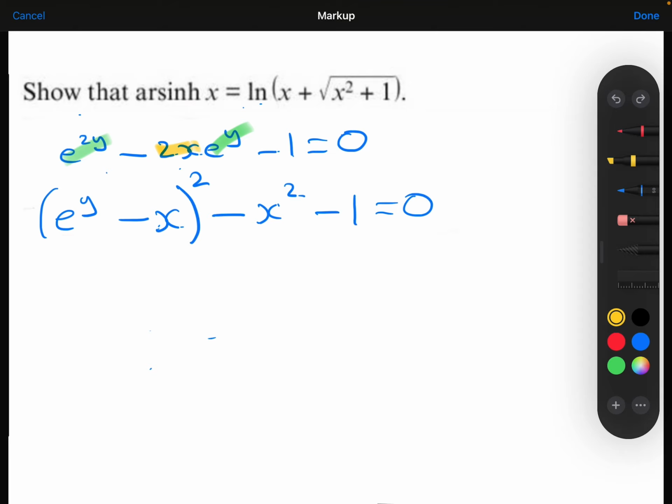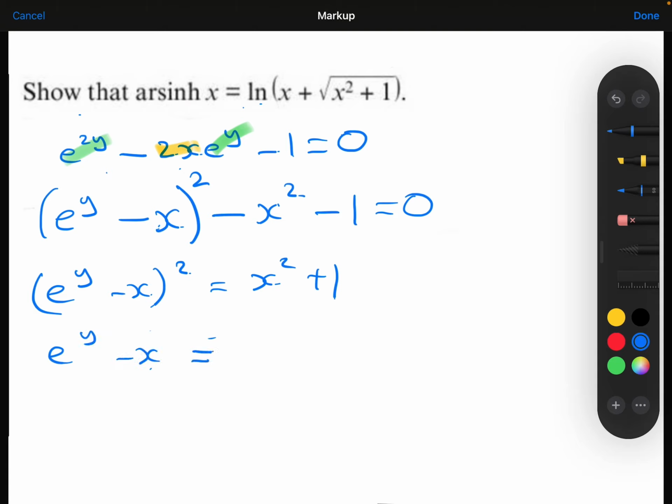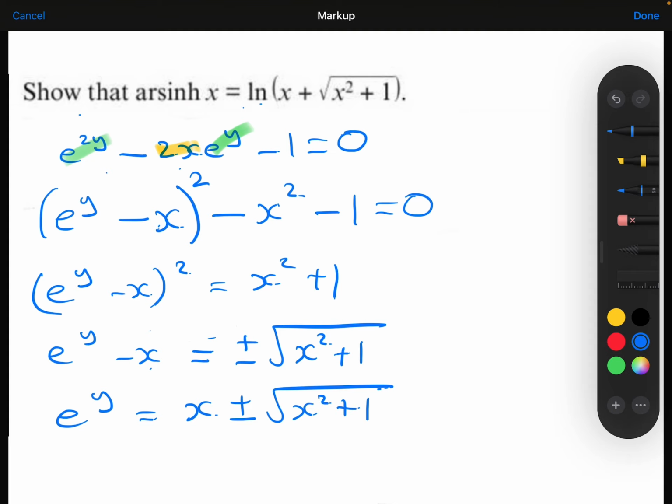Right, remember I'm trying to get y as the subject, so the next thing I'm going to do is move these x squared plus 1s to the other side. And I'm going to square root. Remember that when I square root, it will be a plus or a minus. I'm then going to add x to both sides. So I get e to the y equals x plus or minus root of x squared plus 1.